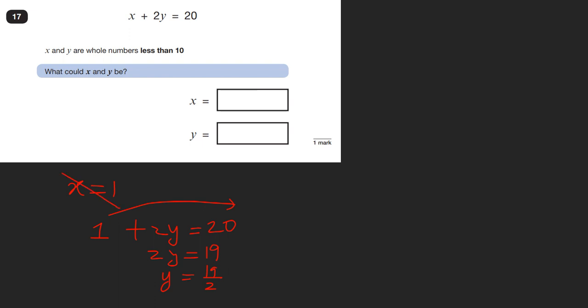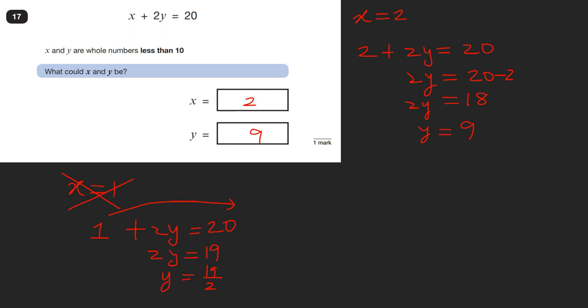So x cannot be 1. So if I put x equal 2, it's a trial and error method. x equal 2 means 2 plus 2y equals 20. Then you can find out 2y equals 20 take away 2, which is 18. So 2y equals 18 means y equals, you divide by 2, becomes 9. So less than 10, y can be 9, x can be 2.